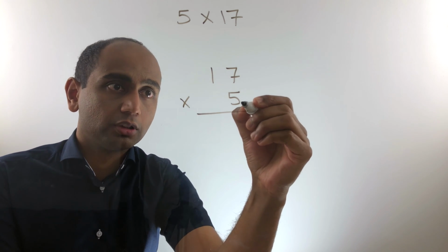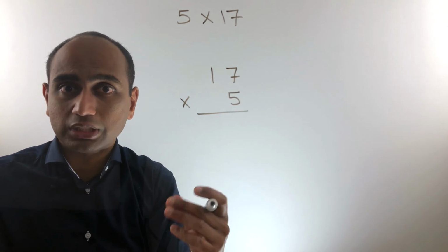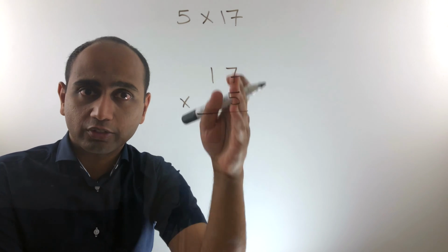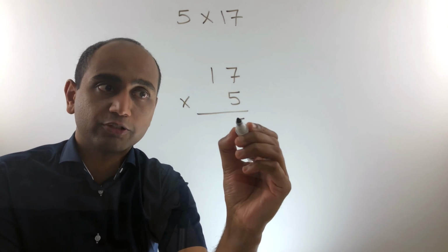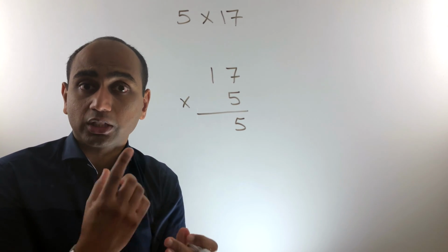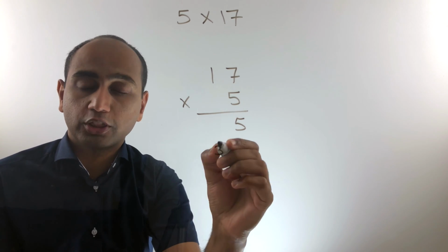Let's start. 5 multiplied by 7. So we've got 5 lots of 7 units. That is 35 units. And we can't put 35 into a single place value column. So what we do is we write 5 units in there, and the remaining 30 units we're going to exchange for 3 tens. And I'm going to pop the 3 down here.